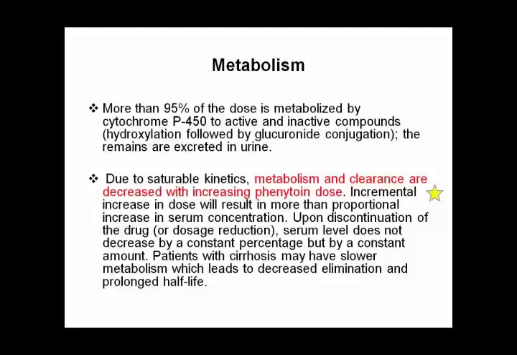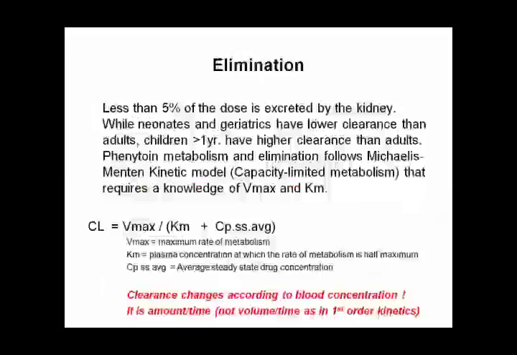Hydroxylation followed by glucuronidation. And what's important about phenytoin to know is that it follows Michaelis-Menten kinetics, which is capacity limited metabolism. The pharmacokinetic parameters for capacity limited metabolism are Vmax and Km. Vmax is the maximum rate of metabolism, and Km is the plasma concentration where the rate of metabolism is about half maximum.